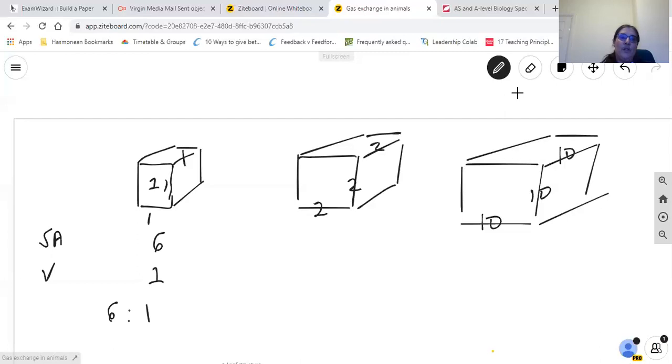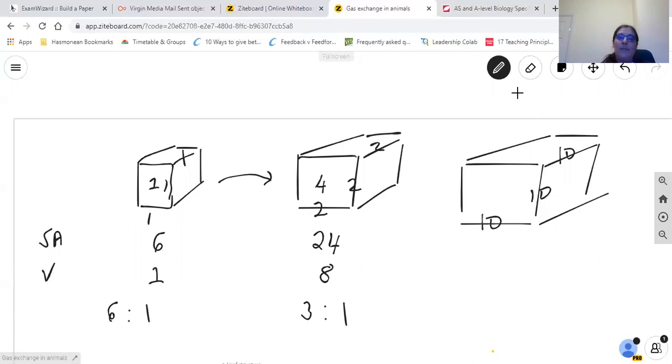If we look at our 2 by 2 by 2, so each face of the cube has an area of 4. There's 6 faces, so we have a total surface area of 24. The volume is 2 by 2 by 2, so that is 8 in total. If we simplify that, that now gives us a 3 to 1 ratio. So when we've increased the size of our cube, our surface area to volume ratio has now dropped. We've only got 3 times the surface area for every unit volume.